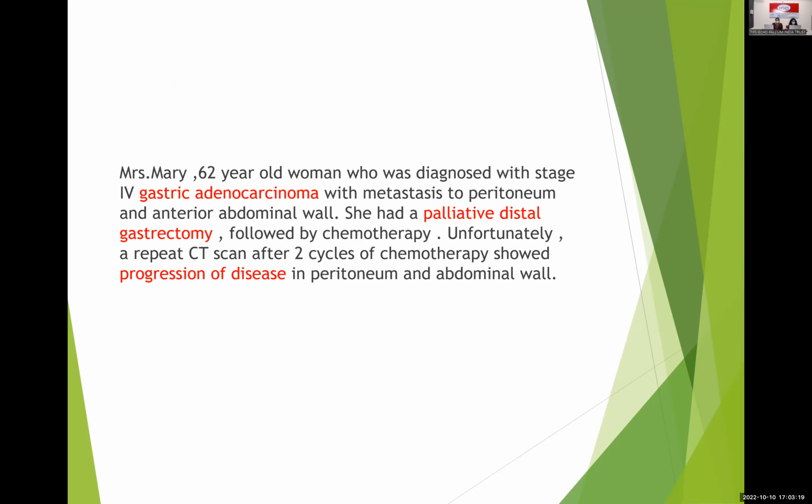Before that, I think a case study will be helpful in understanding in depth what is bowel obstruction. Here we have a 62-year-old lady. Her name is Mary, and she's diagnosed with stage 4 gastric adenocarcinoma with metastasis to peritoneum and anterior abdominal wall. She had a palliative distal gastrectomy followed by chemotherapy. Unfortunately, a repeat CT scan was taken after her 2 cycles of chemotherapy, which showed progression of the disease in the peritoneum and abdominal wall.